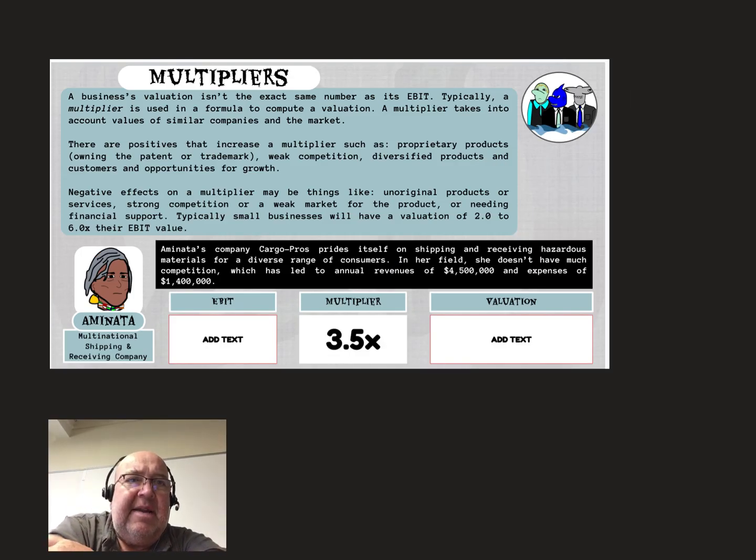Now they're going to add a multiplier to this, so you're going to have to do some work off paper. You're going to have to again find the EBT just like you were doing, and then just multiply it by the multiplier to get an evaluation for a business. So again, this time they gave you the annual expenses and annual revenue, so you can just subtract that to get to EBT, and then multiply by the multiplier to get your answer.